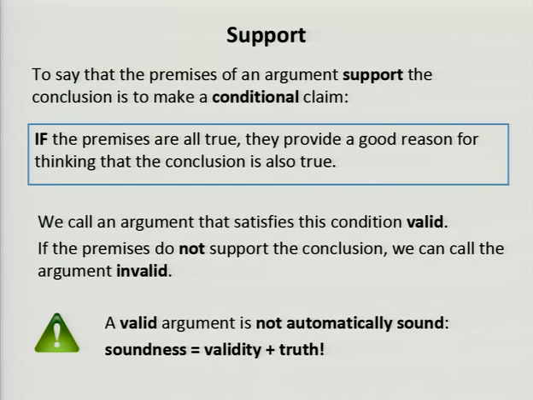Again, this is something that we have already seen. So again, just to recap, we call an argument that satisfies this conditional claim that provides some support for the conclusion valid. And the other technical term that we're going to use here to contrast with validity is an argument that is invalid. An argument that is invalid does not support the conclusion. So those are just the two technical terms to keep in mind, and I'll come back to those in a second.